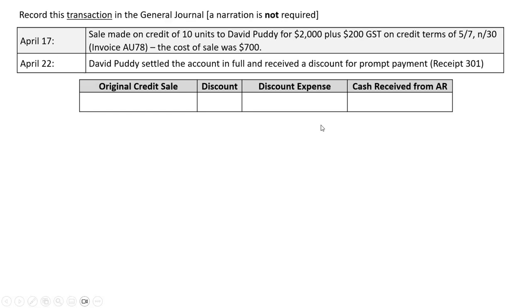So you're expected to know that the original sale was $2,000 plus GST for a total of $2,200. Discount of 5%. He's going to get a discount of 5% of $2,200. That's $110. So therefore, how much is he going to pay us? Well, he owes $2,200. Let's take out the 110. He's going to pay us $2,090.